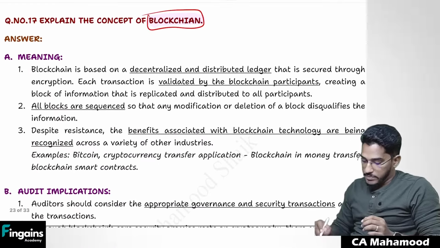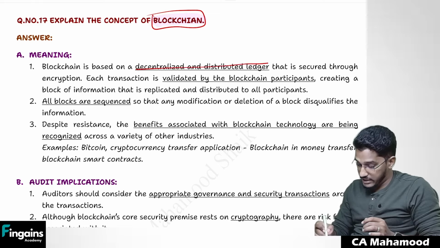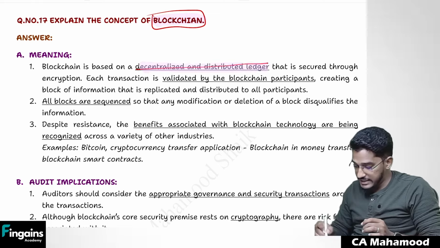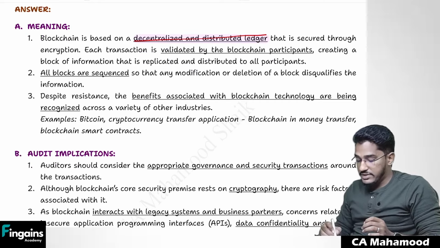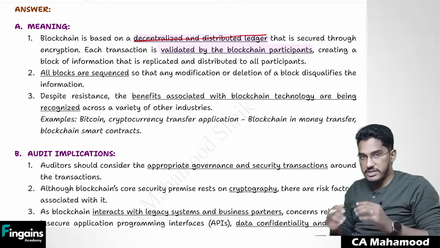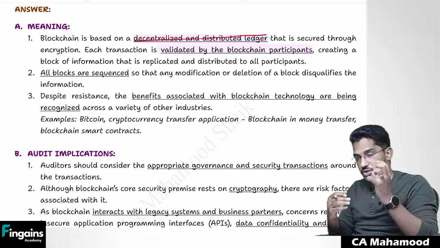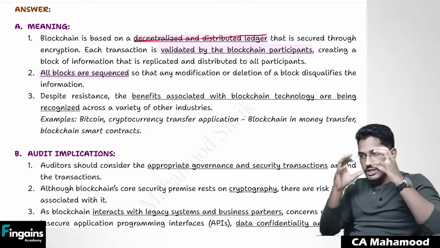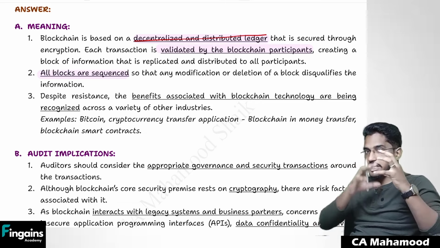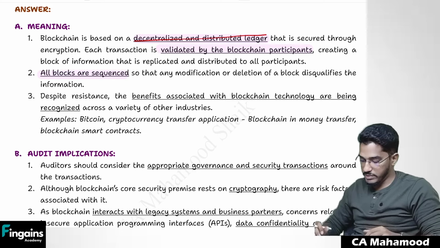So if you see here, blockchain is based on a decentralized and distributed ledger that is secured through encryption. Each transaction is validated by the blockchain participants. There will be so many participants in that blockchain technology. Each transaction which is getting recorded will be validated. All blocks of data will be sequenced. As I've told, one transaction happens, a block will be created. The next transaction will happen, a block will be created, and one will be connected to another. That sequence also will be maintained.